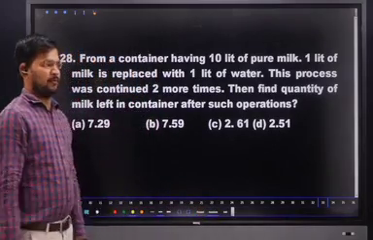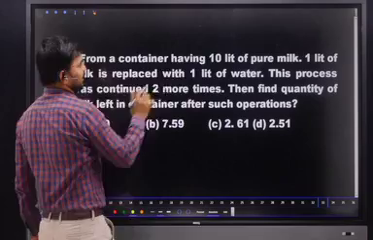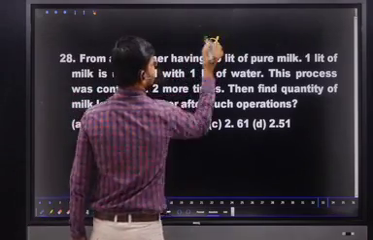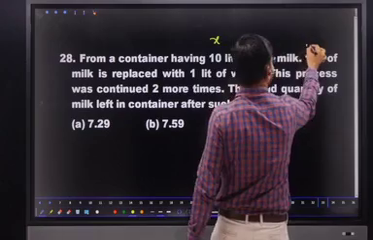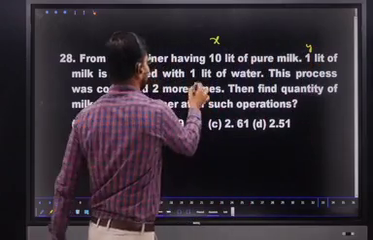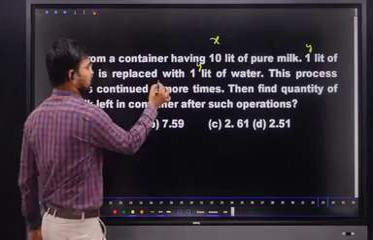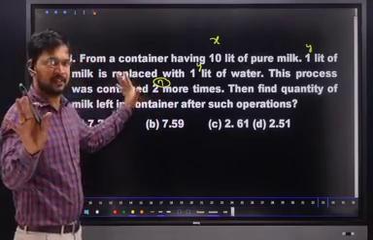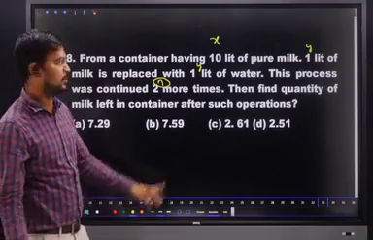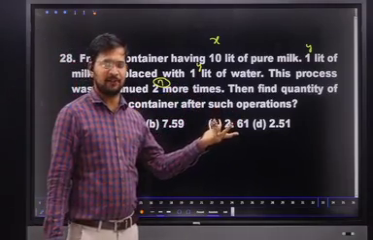Whenever they're asking these types of questions, just listen. From a container having x liters of pure milk, y liters of milk is replaced with y liters of water. This process was continued for n times. Total operations are n operations. Then find the quantity of the milk left in the container after such operations.